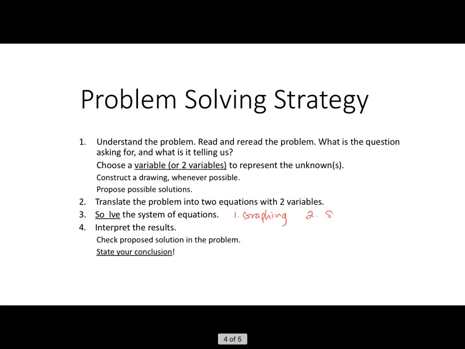Our second method is the substitution method. Solve one equation for one variable, and then substitute that into the other equation for that variable, which leaves you just one variable in your equation, and you can go ahead and solve. Our third way to solve a system of linear equations was the addition-elimination method, right?